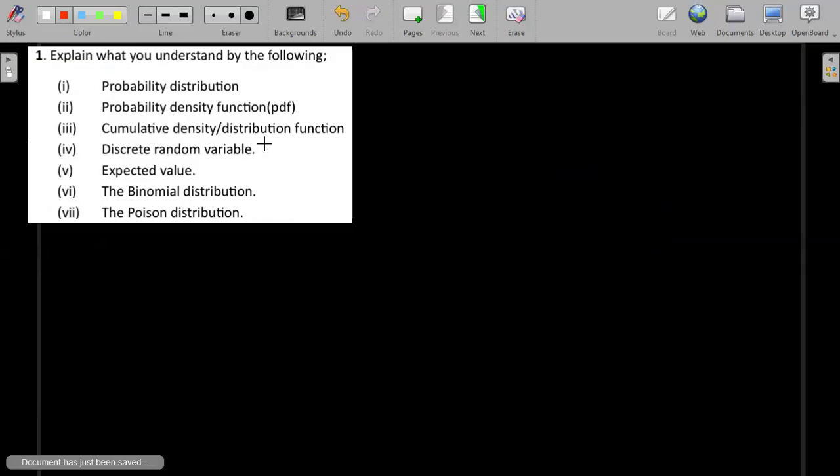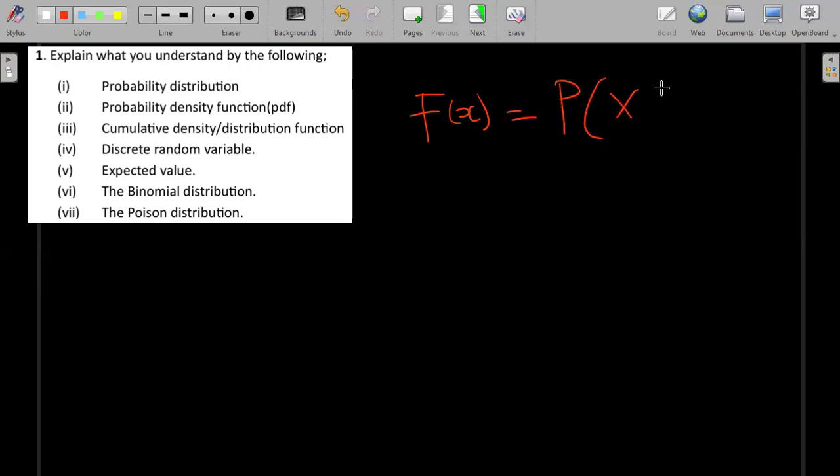Okay, so the cumulative density distribution is simply a distribution that gives the probability that a random variable x is less than or equal to a particular value of x. It is given by a capital letter F, which means that we have a probability of x being equal to or less than a certain value of x. So this is what we call the cumulative density function.